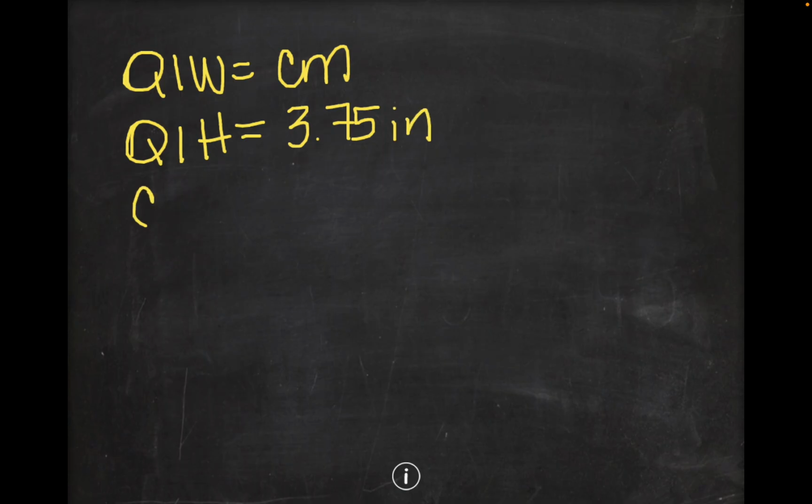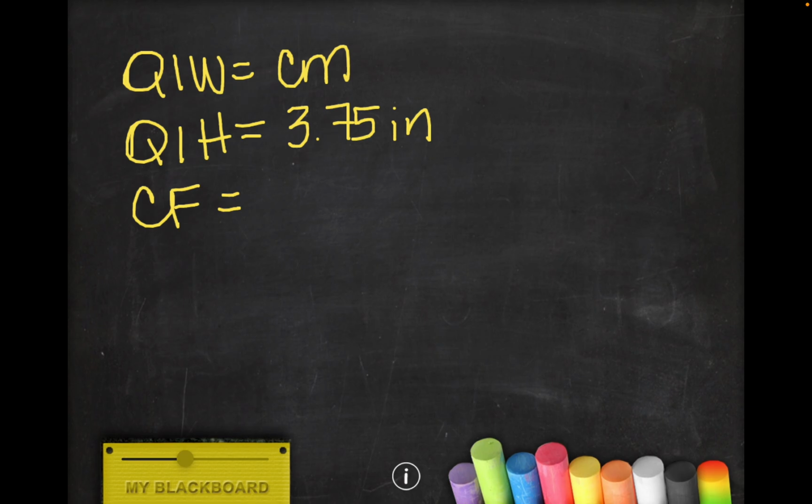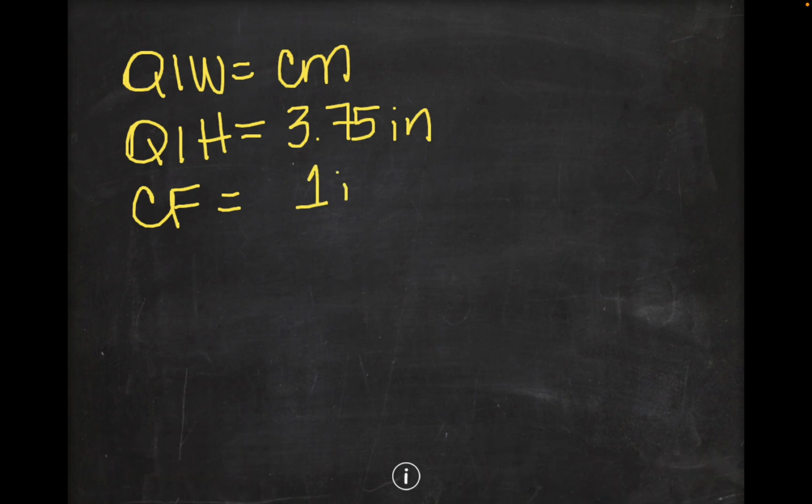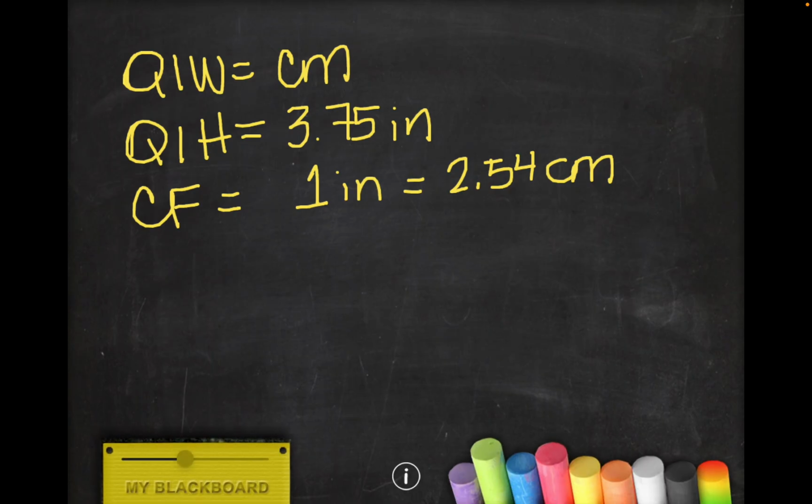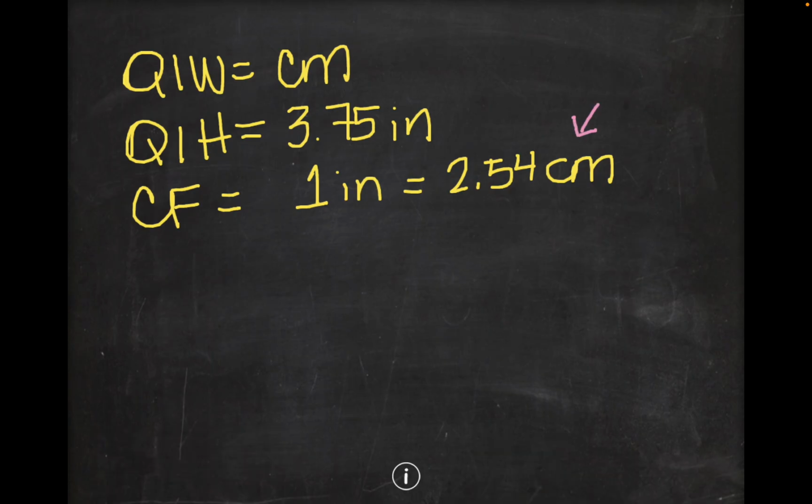Now the conversion factor. If you see in your chart, you're going to find out that 1 inch equals 2.54 centimeters. This is my equality. Please don't forget, this is the equality.